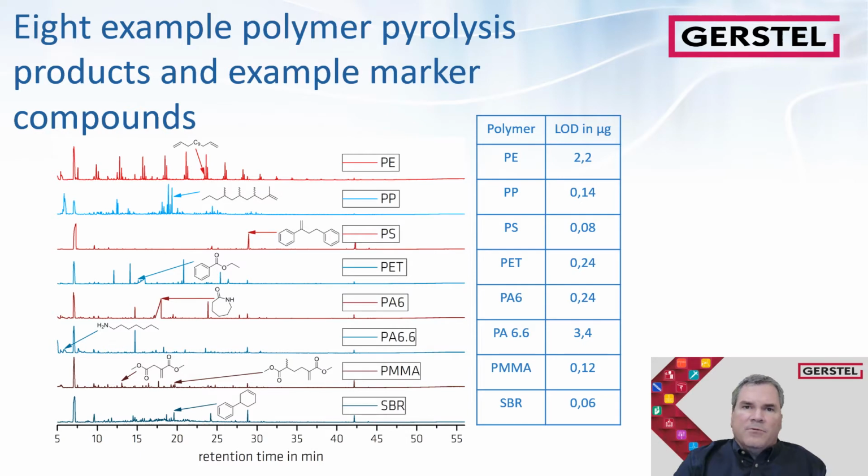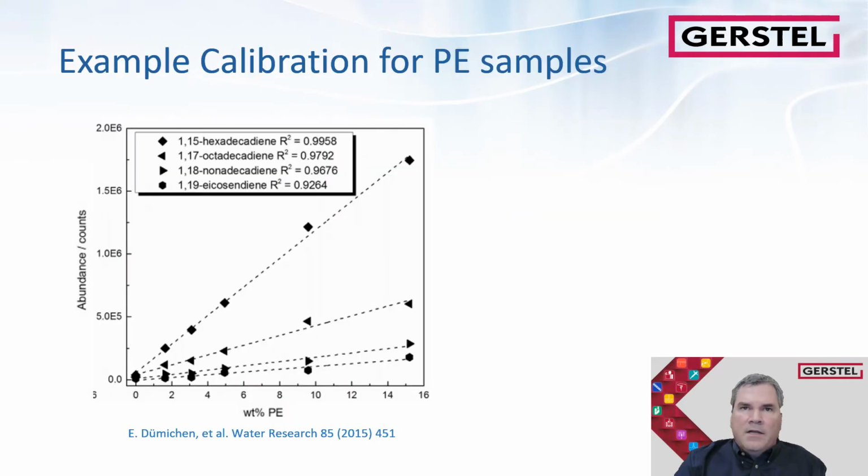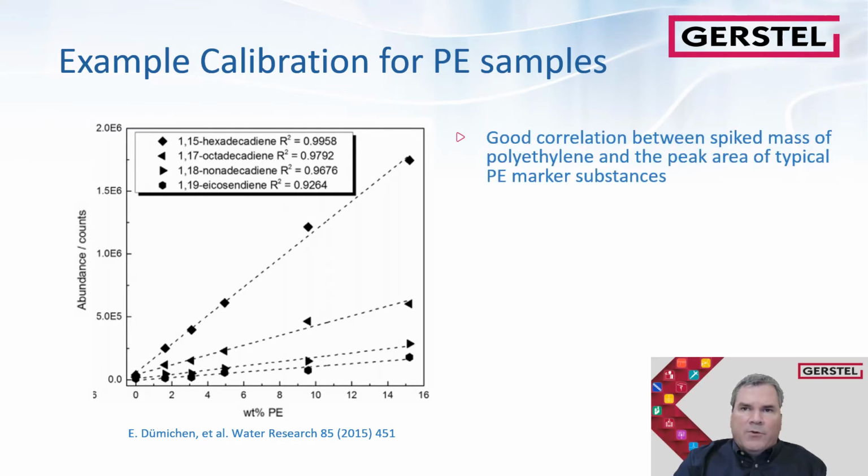So this is an example of some of the things we can do with TED. This is 8 different kinds of polymers: polyethylene, polypropylene, polystyrene, polyethylene terephthalate, and several others. What we're trying to do here, again, is look for marker compounds that are particular to the polymer. This allows us to identify the polymer, and we're also going to use several other compounds as ions. So this is an example of polyethylene as a way of doing this. We get great correlation between spiked mass of polyethylene and peak area, typical for polyethylene marker substances.